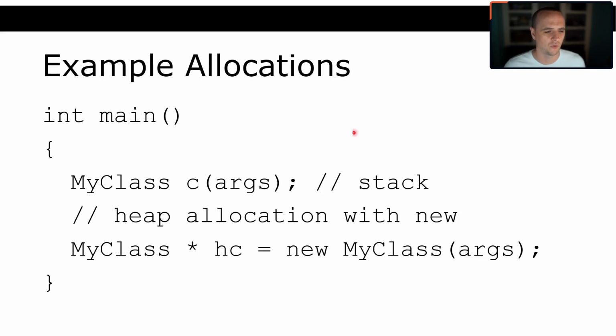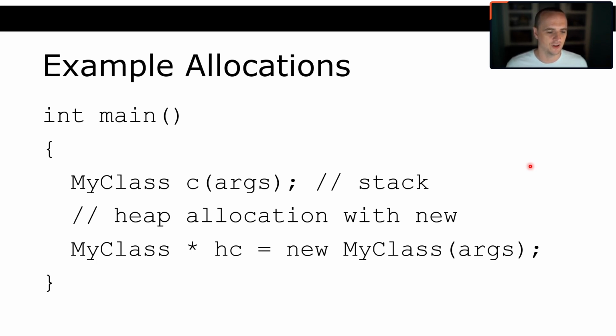The same thing goes for objects. If I have an object of type myClass, I can allocate an object of type myClass on the stack by just saying myClass c and then passing the arguments in brackets. If you use this syntax, it's allocated locally on the stack. Or you can allocate with new, again, for a heap allocated object. So you can say myClass*, which means a pointer to myClass, and this would be hc for heap class, equals new myClass and then the arguments. So the syntax is a little bit different with objects versus base data types, but it's not too difficult.